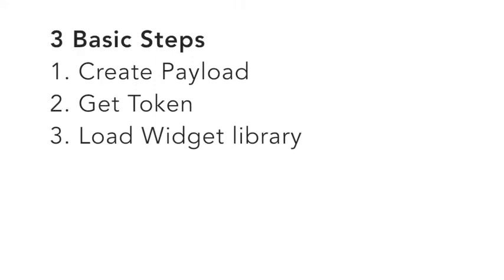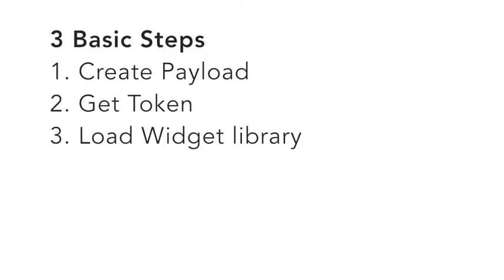There are three basic steps. The first step is creating a payload. This is an encrypted XML string, which I'll show you later in this tutorial. The second step, getting a token. This is a server-to-server communication from your application to the Digital Developer Platform, in which you exchange your payload in return for a token. And the third step, finally, is loading the widget library from your client side of the application, which passes the token from step 2 to load the embedded widget library.